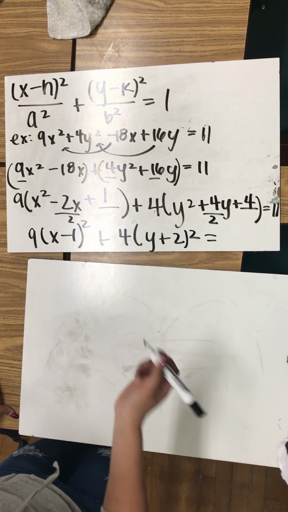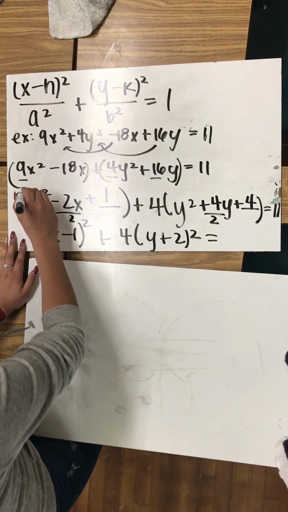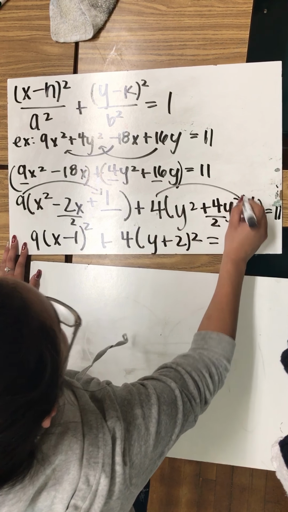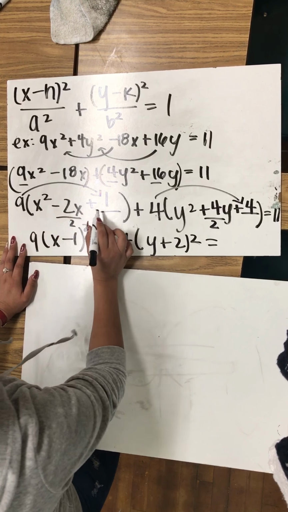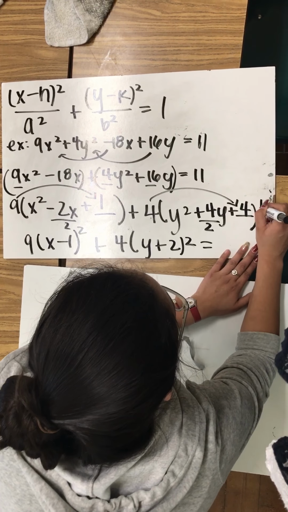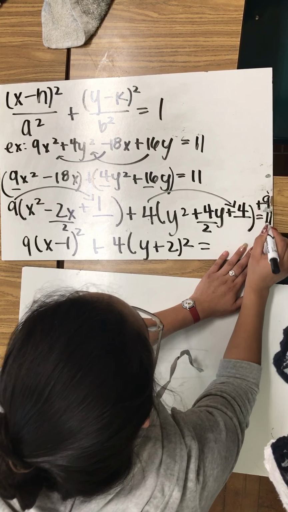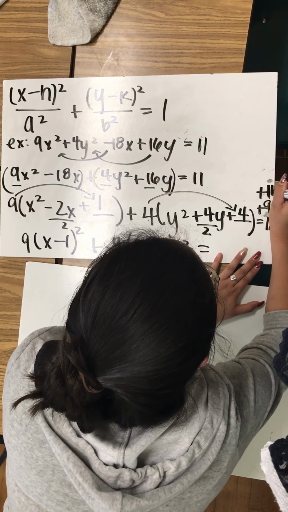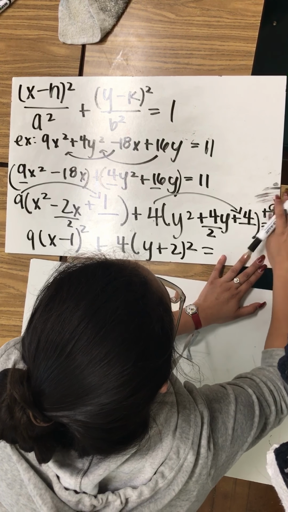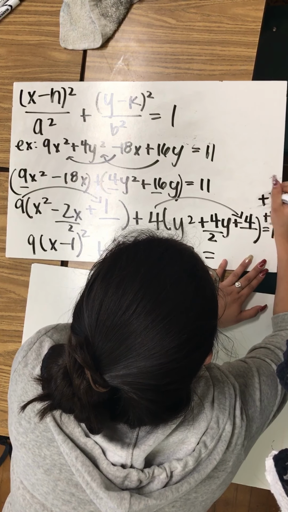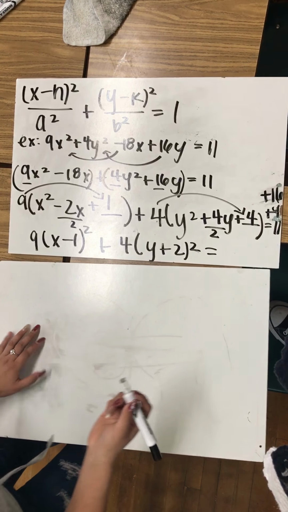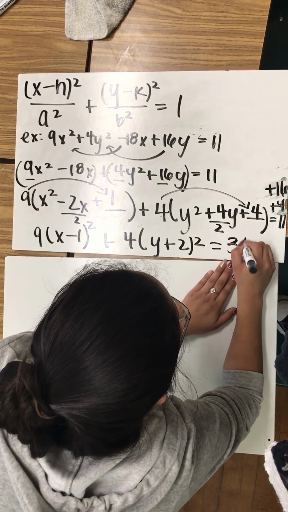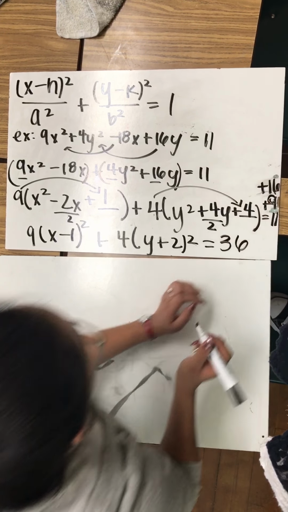So remember, when you complete the square, you have to distribute the 9 and distribute the 4. So 9 times 1 is a 9. So you're going to add 9 plus 11, and then 4 times 4 is 16. So you're going to add 16. So now you are left with 36. If you add them all together, it comes out to 36.